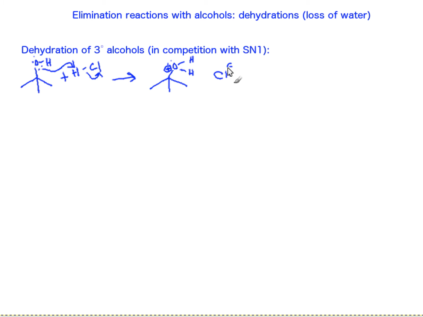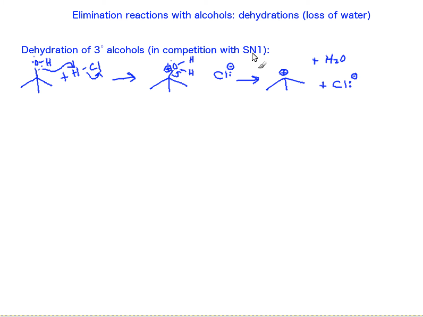Now, we said this water could just leave, and this is a reasonable step in the reaction since we have a tertiary substrate. So the carbocation that we leave behind is pretty stable. Here's our dehydration. We've lost water as the leaving group, and then this chloride can act as a general base to finish an elimination reaction.